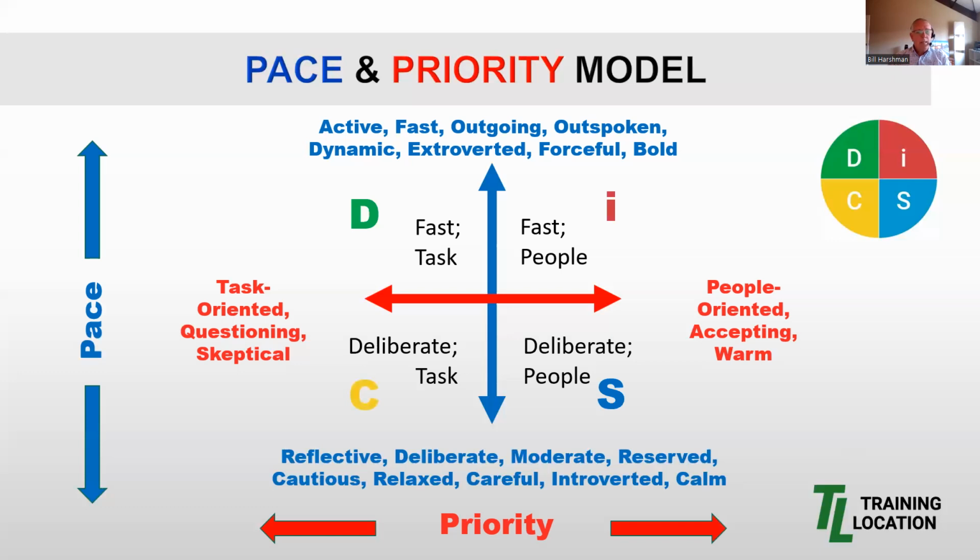Now, as you can see, the D and the C styles we're going to discuss today share a priority of task orientation and questioning and skeptical. However, they differ in pace, with the D being described as faster pace and outspoken and outgoing, and the C style as more reflective and cautious, and some of the other descriptors you see at the bottom of that continuum. Now, it's this difference in pace which may require what I call stretching or flexibility or adaptability from both parties during an interaction.